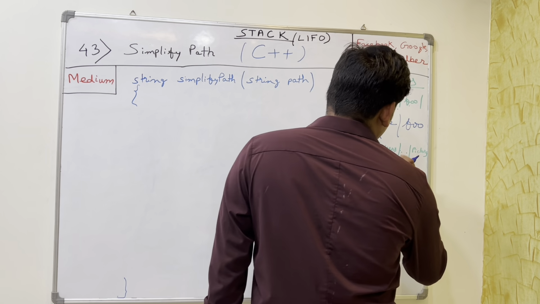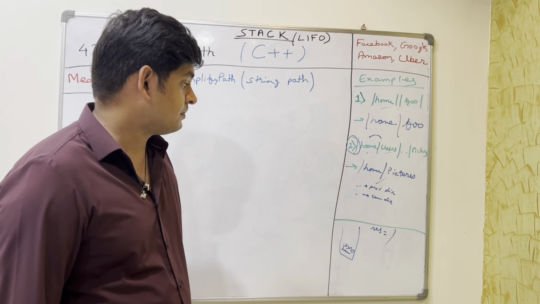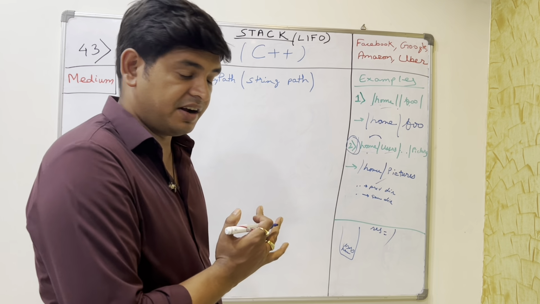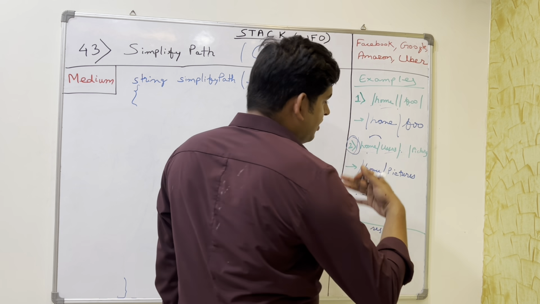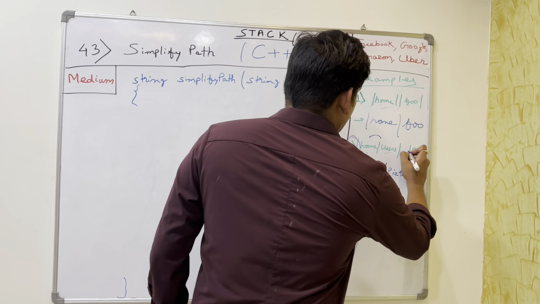But when we see a double dot, what does this mean? If we have a double dot, we are going to the previous directory. If there is a single dot, we could have skipped it and moved ahead. But since it's a double dot, what do we need to do?